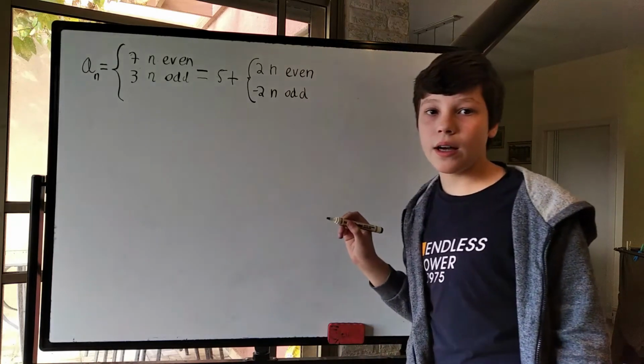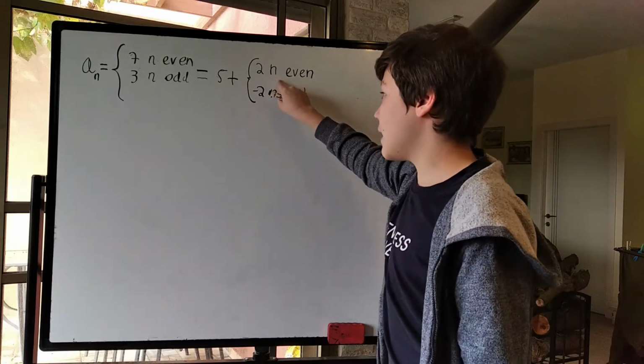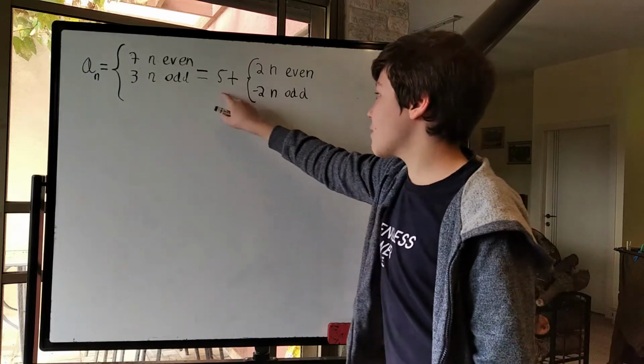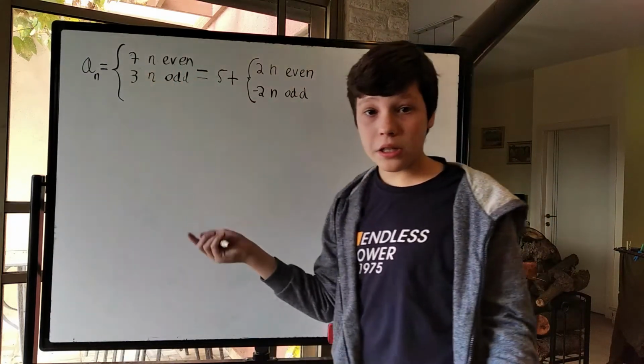Again, just want to clarify. When n is even, it's going to be 5 plus 2, 7. When n is odd, it's going to be 5 minus 2, 3. Doesn't change anything.